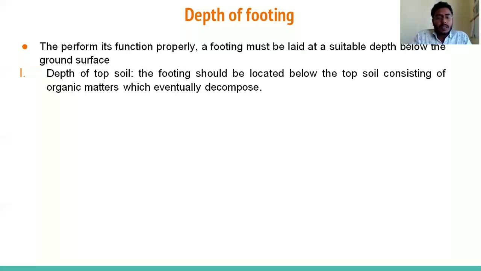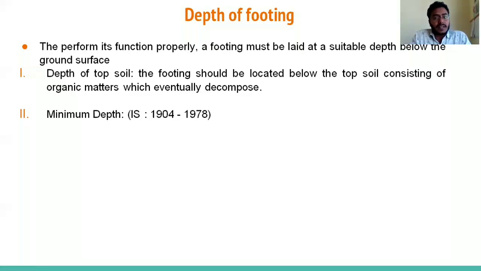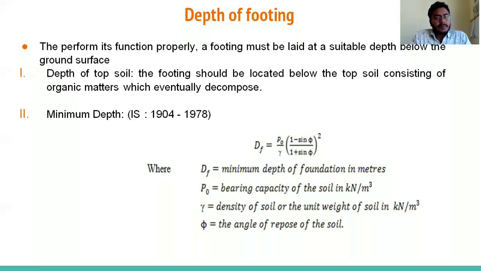There is a mention by Rankine. The minimum depth is mentioned in the IS code 1904 1978. So minimum depth we can keep by using this formula, where df is equal to p naught by gamma into (1 minus sine phi divided by 1 plus sine phi) the whole square.